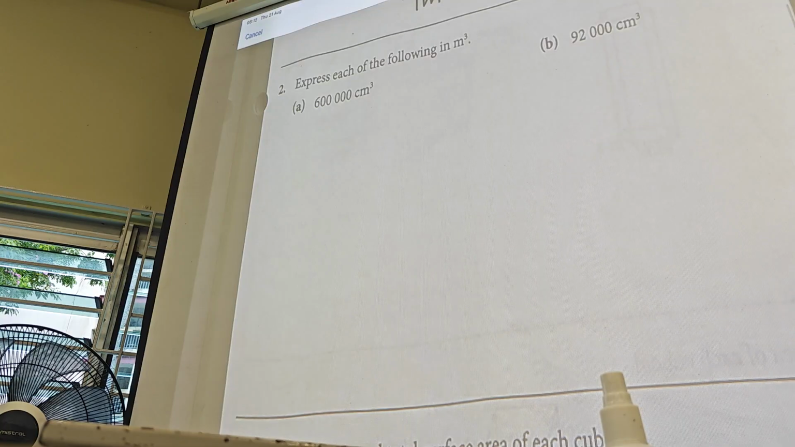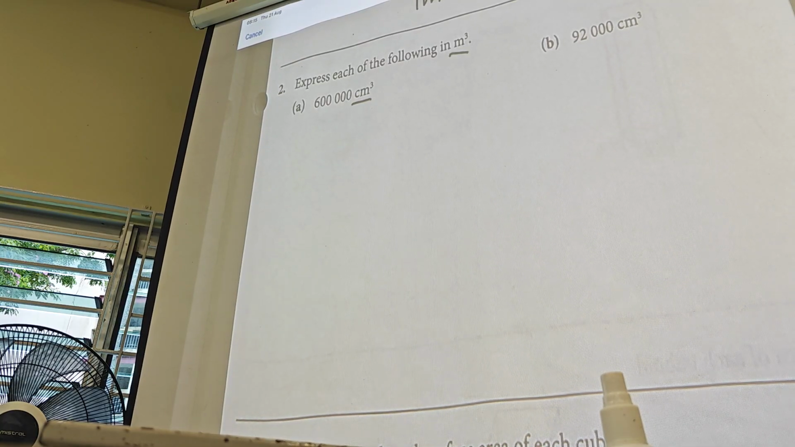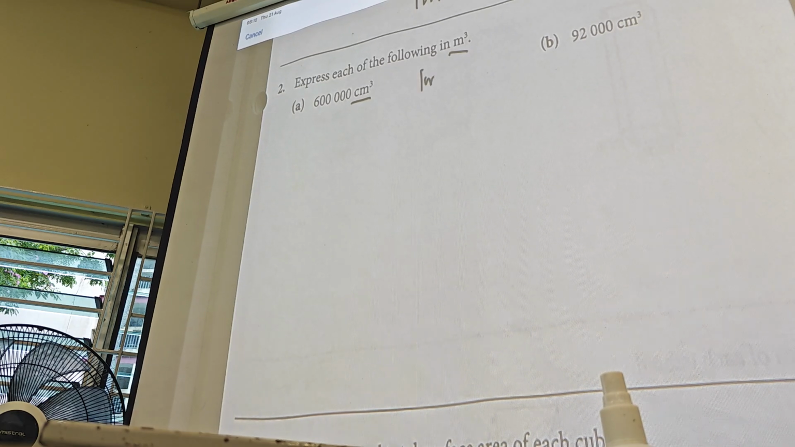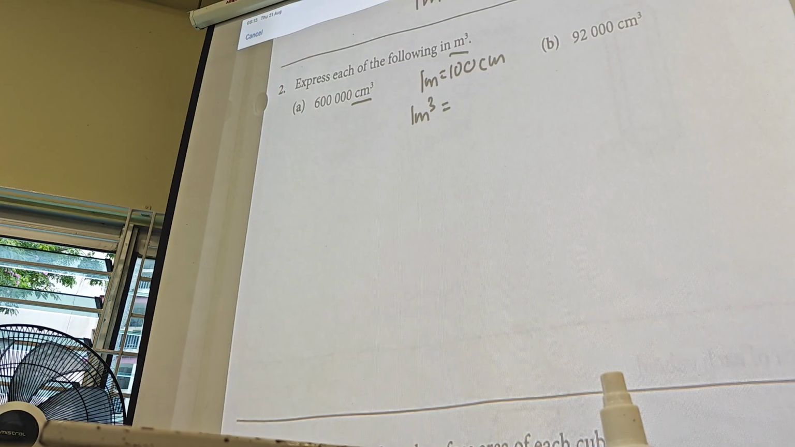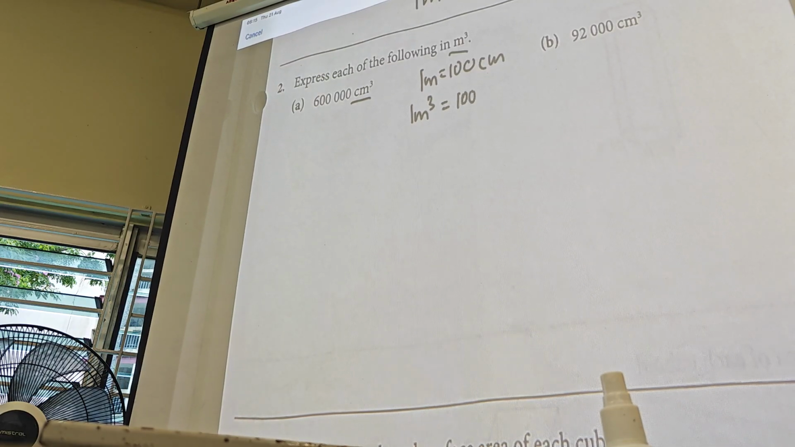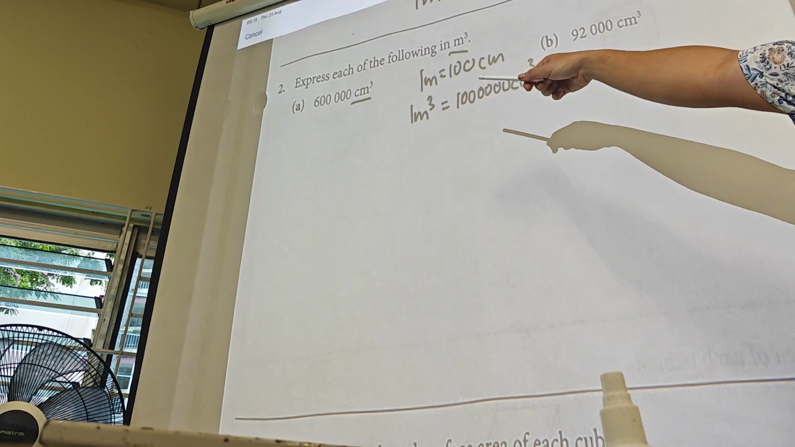Express each of the following in meter cube. So same, I am converting cm cube to meter cube. I go back to my original thing that I know: 1 meter is 100 cm. I want to convert, so I cube both sides. So 1 meter cube, 1 cube is 1, that's why 1 meter cube. Then it's 100 cube, so 100 times 100 times 100 cm cube. Then this time round, I want 600,000.